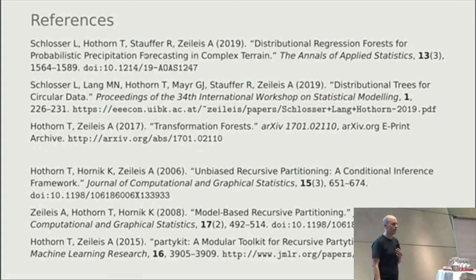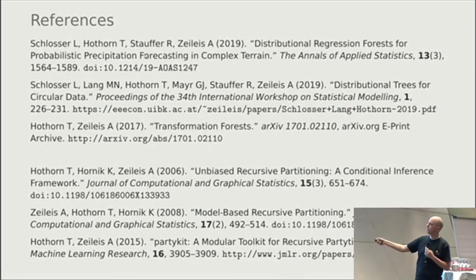If you're interested in more of this, there are a couple of papers. The more recent things: precipitation forecasting was just published in the Annals of Applied Statistics. We have a proceedings paper from this summer about the wind forecasting. A new arXiv paper will come out hopefully next month. And the transformation forests are also on arXiv. And these are our previous work on ctree, mob, and partykit. Thank you very much.